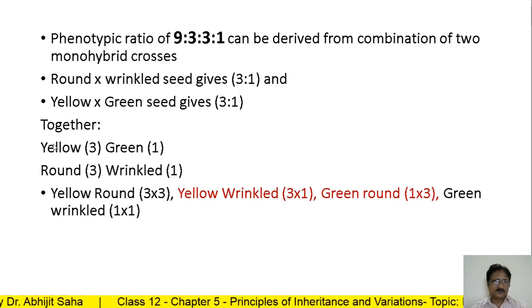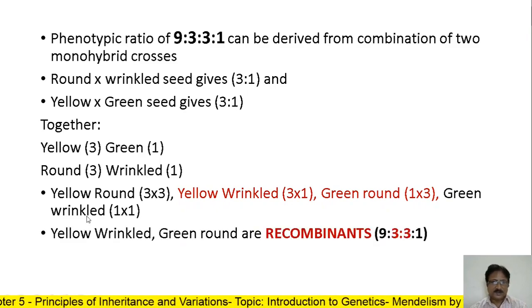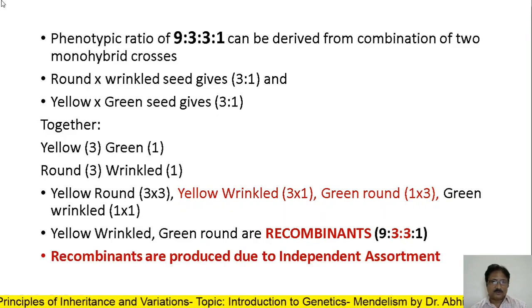Yellow round. When we consider yellow and round together, these are two dominant traits: 3 into 3 is 9. Yellow wrinkled, 3 into 1 is 3. Green and round, 1 into 3 is 3. And green and wrinkled, 1 into 1 is 1. This is how the 9:3:3:1 combination appears. Now, out of this 9:3:3:1 combination, don't you find some new appearance?